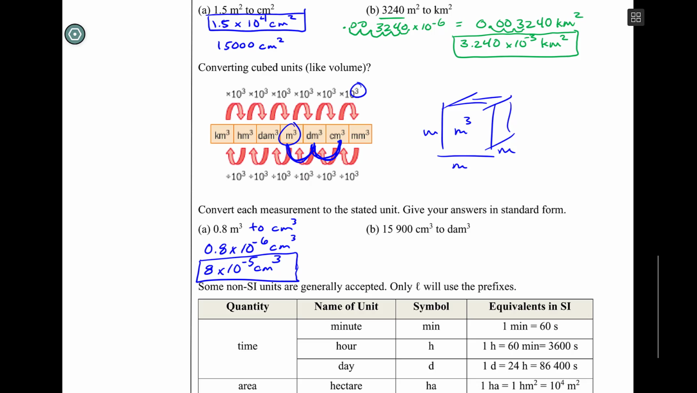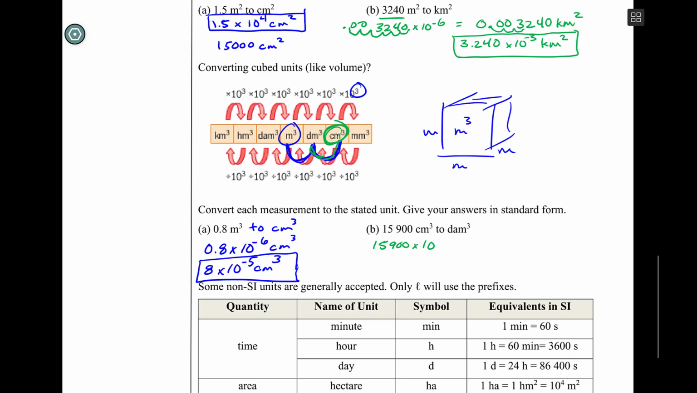Next example, 15,900 centimeters cubed to the decameter. Decameter, that's the DA. Oh, I'm sorry, we're starting over at centimeters. We're starting here at centimeters cubed, and we're moving 3 spots. So that's like multiplying now by 10 to the 9. Okay, so we have 15,900 times 10. Oh, I'm sorry, we are not multiplying by 10 to the 9. We are dividing by 10 to the 9.